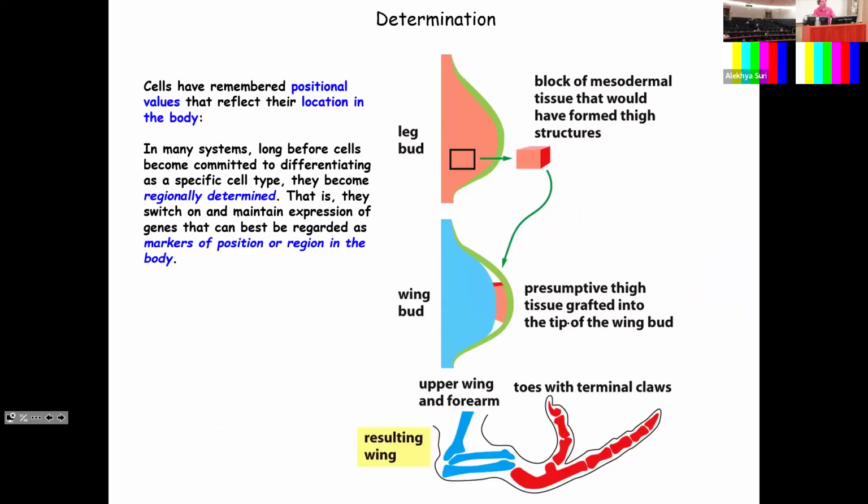Another basic concept of embryogenesis is determination. And this is what embryologists did like 100 years ago, 200 years ago. They didn't have fancy equipment like microscopes or cell sorters or more sophisticated techniques like in situ hybridization. They didn't have all that. So what they did is they grafted different tissues into different animals and studied what was happening.